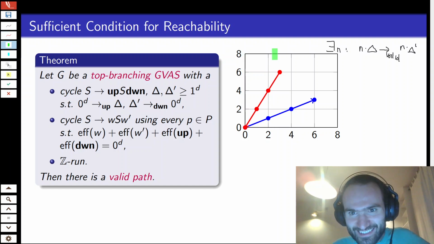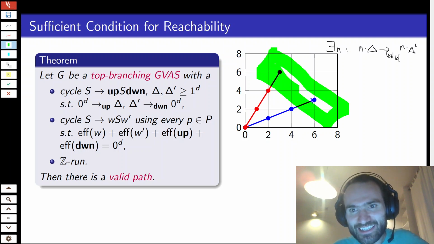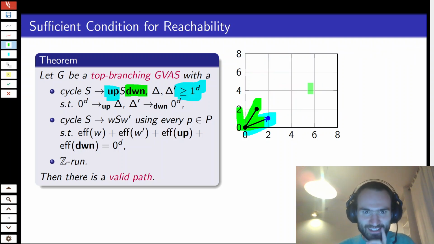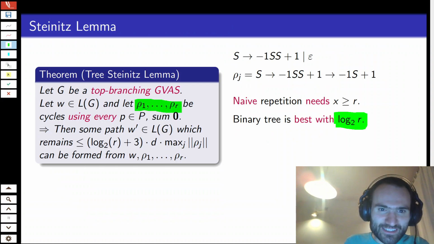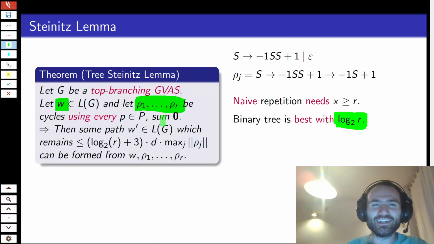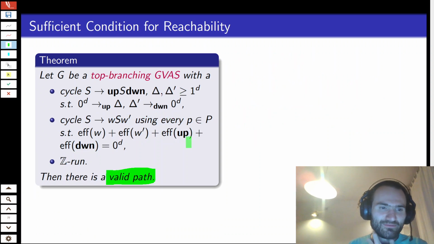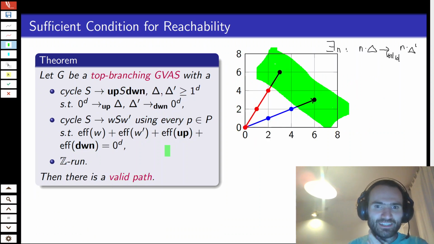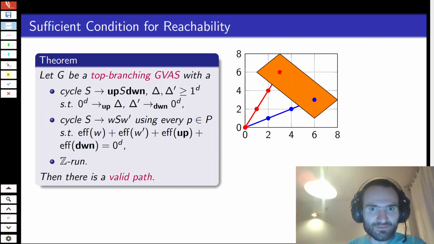Okay, so let's think about Tree-Steinitz lemma. What does Tree-Steinitz lemma say? If we go back to the last page. Well, it says we want some cycles and we want a word. The word will be the Z run for us, which together sum to 0. Why do they sum to 0? Well, they don't sum to 0 in our case, but they sum to a path from this node to this node. This is the important thing. They sum to a path from here to here.